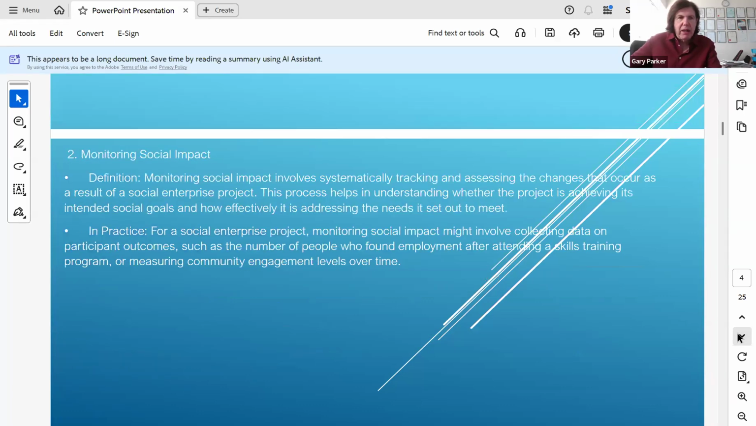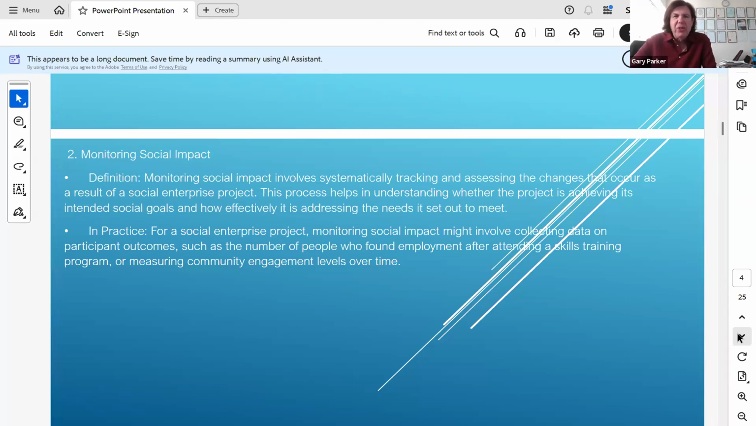So, monitoring social impact. What does that mean? Monitoring social impact involves systematically tracking and assessing the changes that occur as a result of a social enterprise project. So the process helps you understand whether the project is achieving its intended social goals and how effectively it is addressing the needs it sets out to meet.